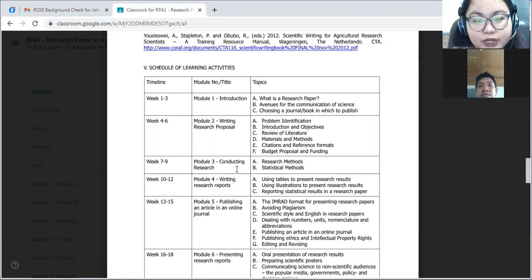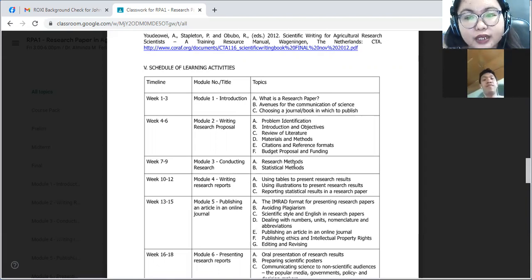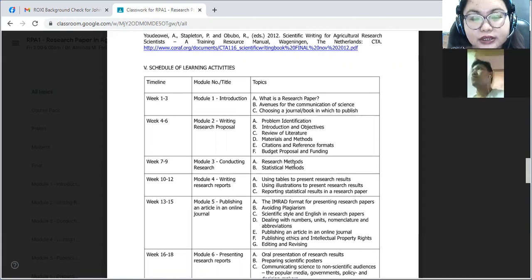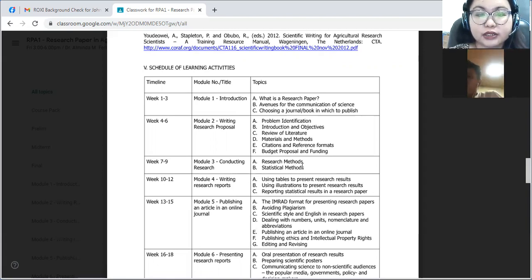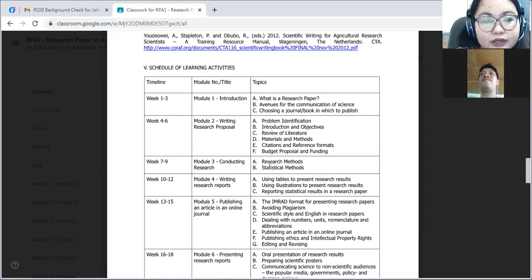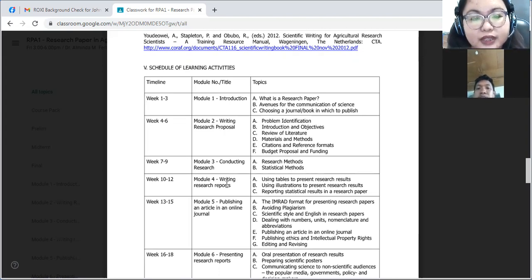And in Module 3 we have conducting research. In the research methods subject you are supposed to conduct the research, but in this subject you don't have to conduct the research, but you have to know the protocol. So you will write a sample protocol in this instance.